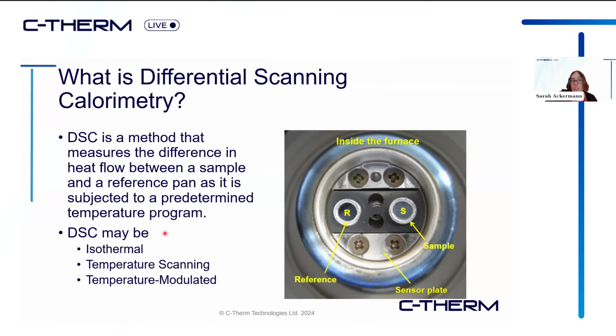That is designed to capture the furnace temperature at the sample location or very close to the sample location. DSC can be programmed in isothermal, temperature scanning or temperature modulated ways, depending on the experiment, the apparatus, and what you're actually looking to measure.